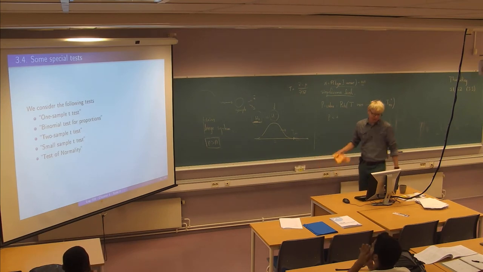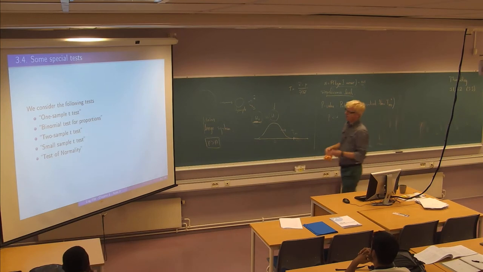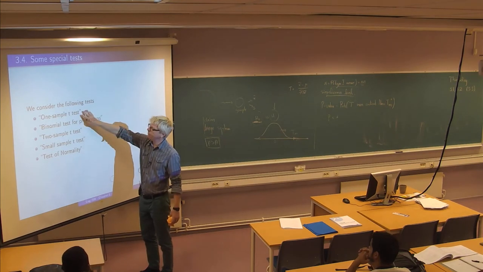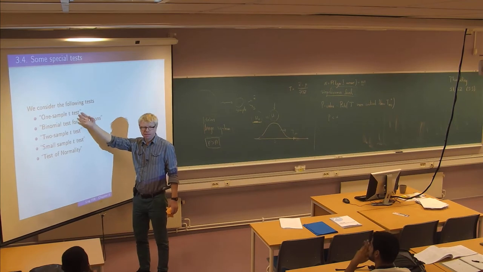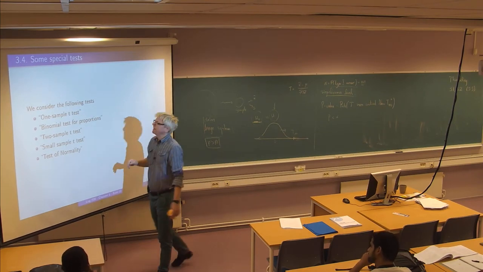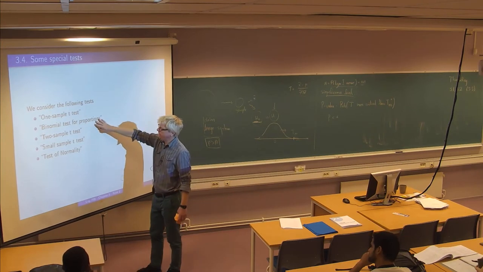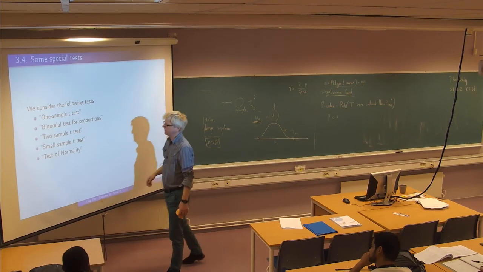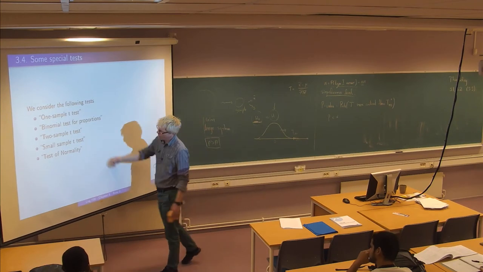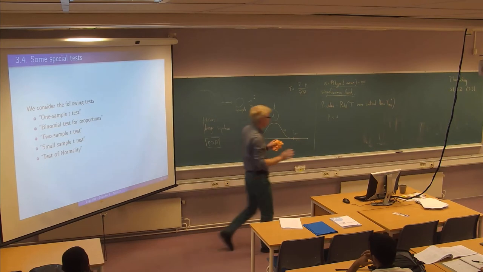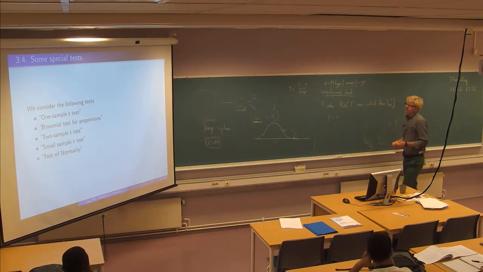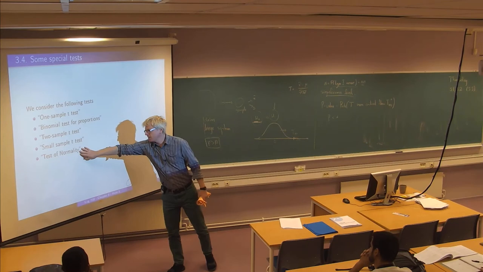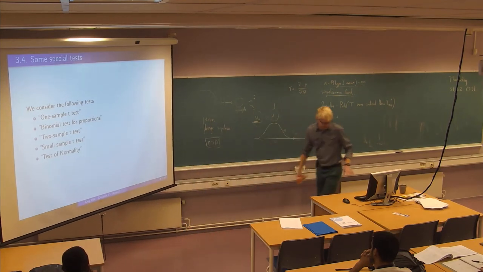So I'm not sure exactly how far we are getting today, but this is at least the list of what is happening in chapter 3. We're going to extend this meat example and formalize it a little bit to make something called a one-sample t-test. Probably most of you heard about it sometime. We're going to look at something called a binomial test for proportions, something called a two-sample t-test. And then we're going to have a little look at what happens in the case that samples are not large. And finally, if we make it today, we have something called a test of normality. I'm not going to tell you what that is at the moment, but we'll see when we get there.